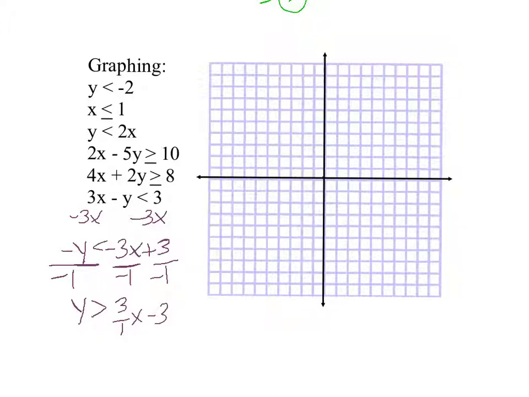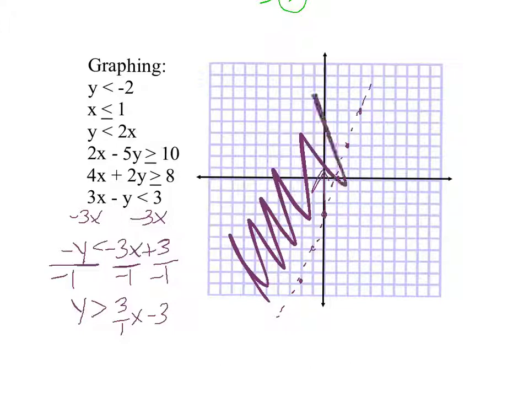So my y-intercept is negative 3. My slope is up 3 over 1. Down 3 to the left 1. And it's going to be a dotted line because it says y is just greater than, it's not equal to, so it's a dotted line. And y is greater than when I go up, so I shade on that side. And there's my graph. As long as I get rid of this little part right here, there's my graph.